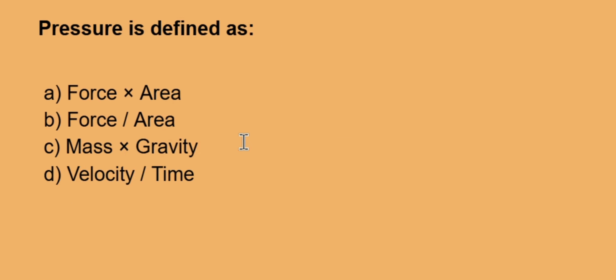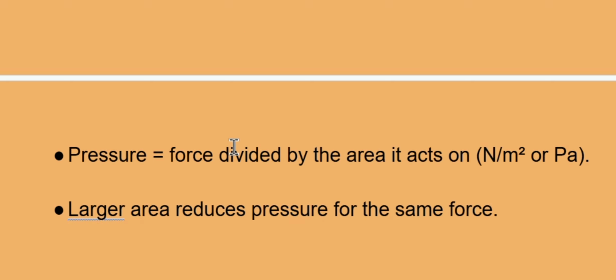Okay, now pressure. Question, pressure is defined as A, force times area. B, force divided by area. C, mass times gravity. Or D, velocity divided by time. The correct answer is B, force divided by area. So let's explain that a little bit.